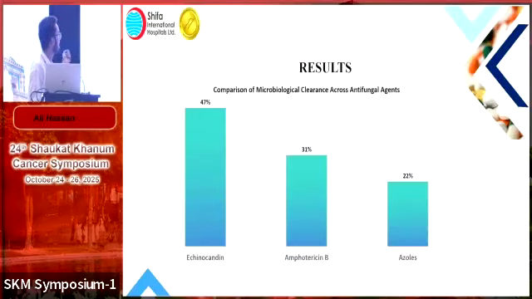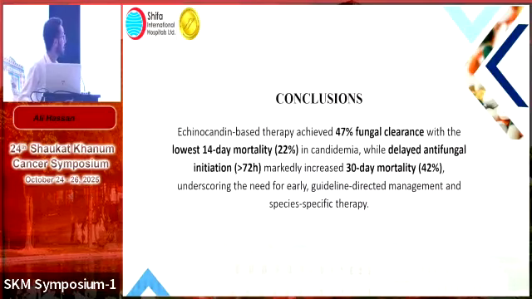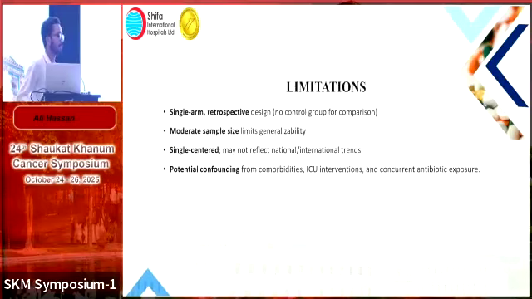कंपैरिजन की बात करें तो इकाइनोकैंडिन्स ने 47% ऑफ द पेशेंट्स में माइक्रोबायोलॉजिकल क्लियरेंस अचीव की, एंड एजोल्स की बात करें तो उसने 22% में माइक्रोबायोलॉजिकल क्लियरेंस अचीव की है. This was the conclusion. Echinocandin-based therapy achieved 47% fungal clearance. Obviously, it's a better option with the lowest 14-day mortality. With delayed antifungal initiation, markedly increased 30-day mortality. तो जितना डिले करते हैं उतना mortality increase होती है.